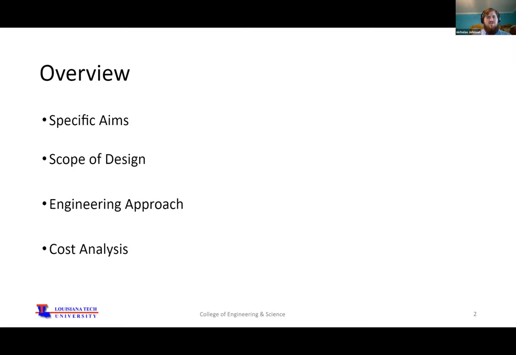Here's what we'll cover today in this presentation: the specific aims of the project, which is to improve the electrical efficiency of a system by correcting the power factor. The scope of our design was to prove that we could use a basic microcontroller to correct the power factor of a system. Our engineering approach of how we worked through the project will be explained in the later slides, and the cost analysis showing the breakdown of what we're spending given our budget.